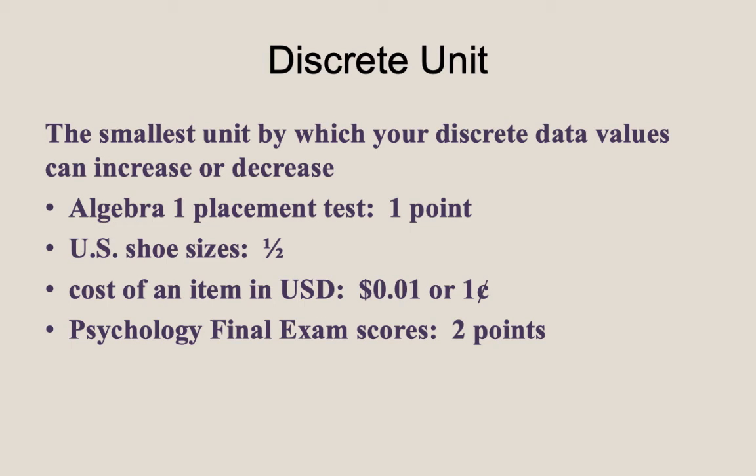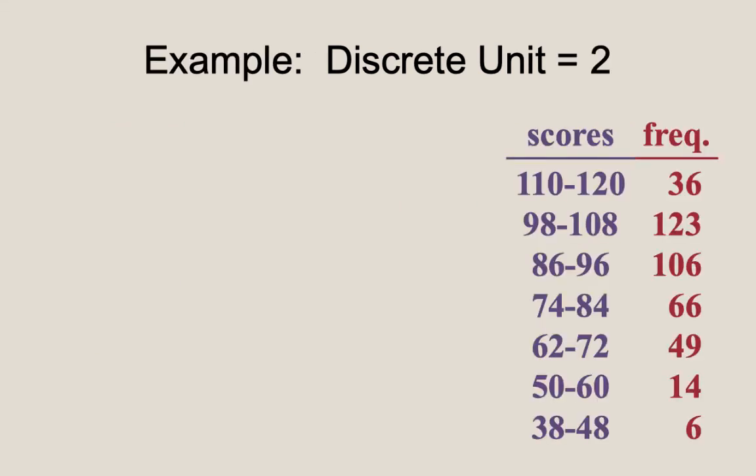Let's say a psychology professor gave a final exam of 60 multiple choice questions where each question was worth 2 points. In this case, the variable is the exam score and the discrete unit is 2 points. Let's look at this example further, an example with a discrete unit of 2. Here is the GFDT for the psychology final exam we just mentioned.